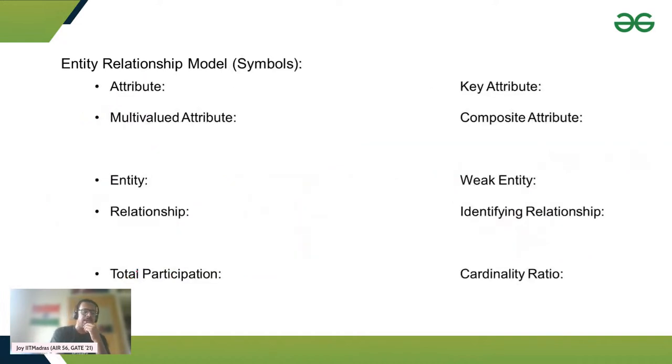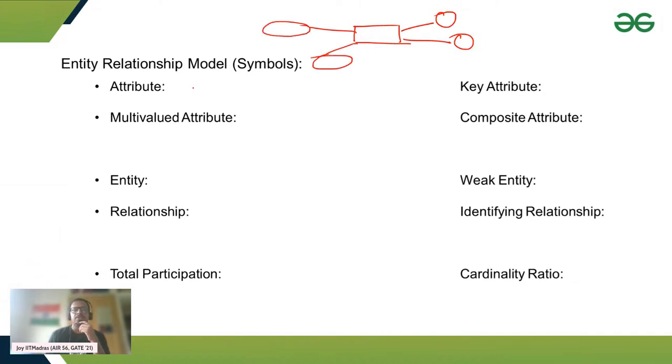Now in the last theory part, we'll be looking into certain structures, how they look. So first of all, start with attribute. The scenario is that we have an entity, and we can have attributes like name, age, address. Attributes are typically represented using ovals. For a multi-valued attribute, we typically use two concentric ovals. Okay, this is a multi-valued attribute.